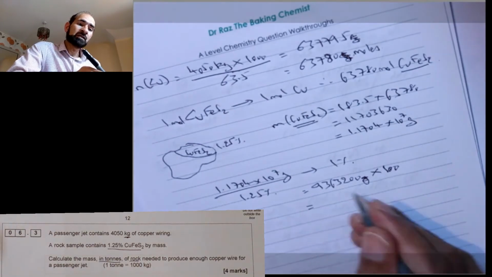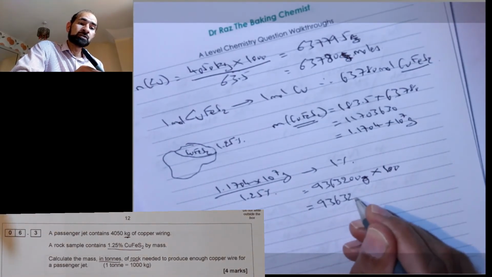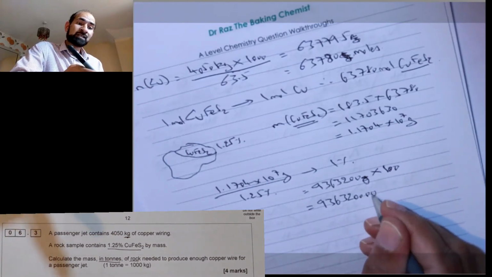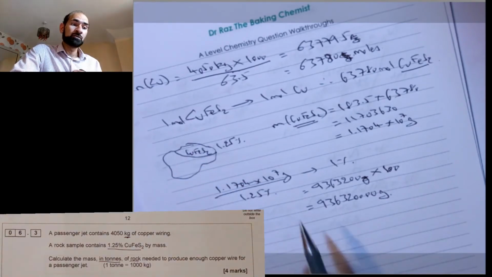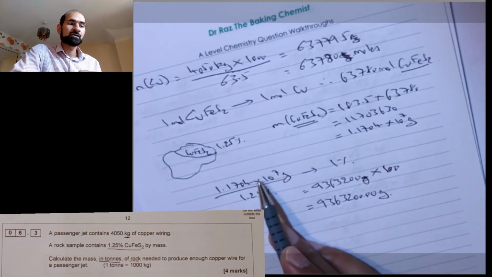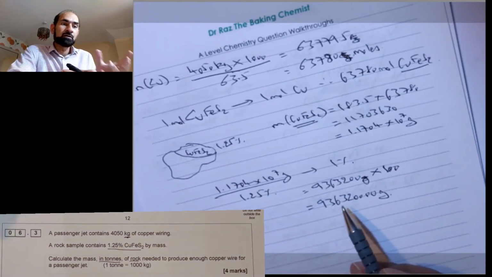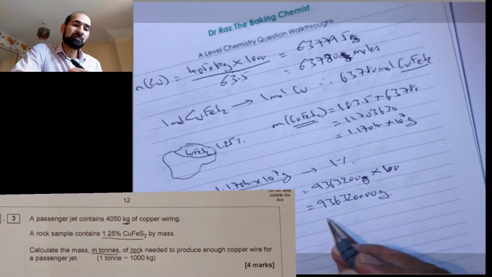So that means you need 320000 grams of the whole rock to give you this many grams of the actual CuFeS2. Go back on this video and make sure you understand that. This is a sticking point for a lot of students.